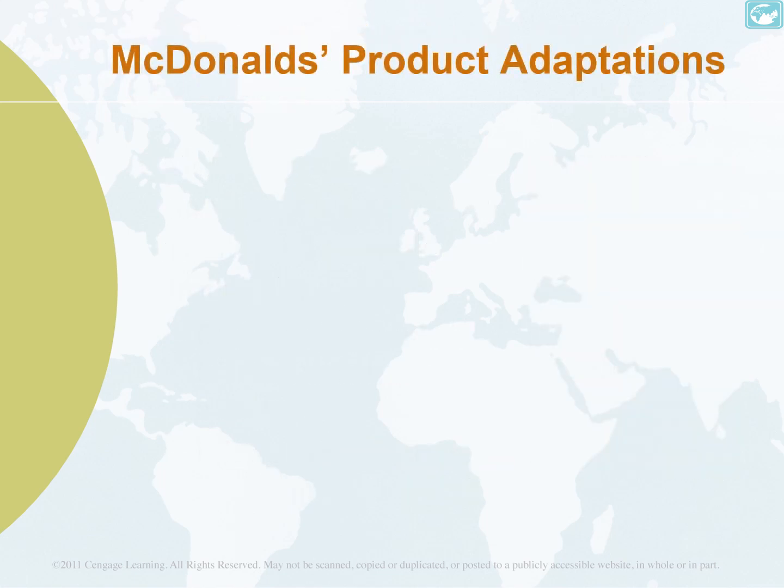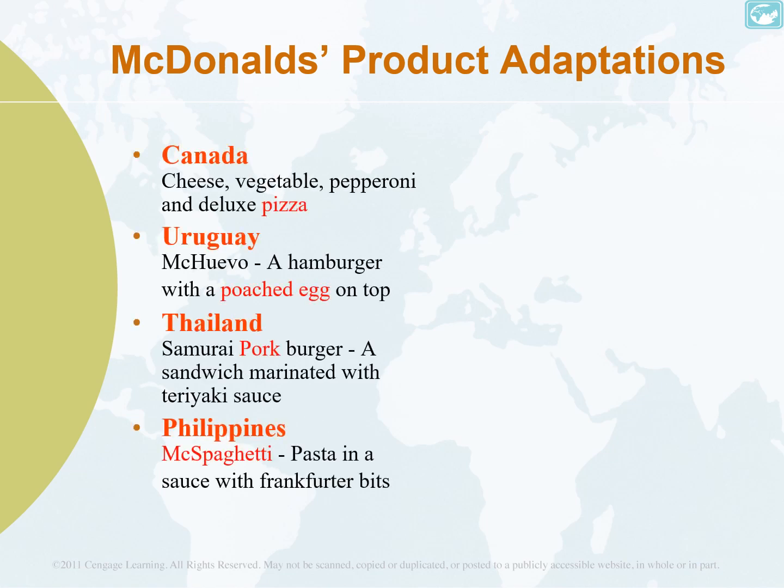And McDonald's also has product adaptations. They have standardized products, but they adapt also. In Canada, they have cheese, vegetable, pepperoni, and deluxe pizza. McDonald's offering pizza, yep, in Canada. In Uruguay, they have the Hugo, a hamburger with a poached egg on top.